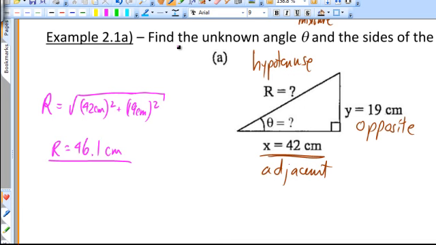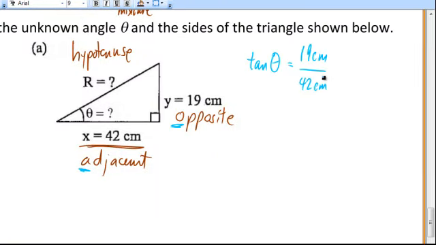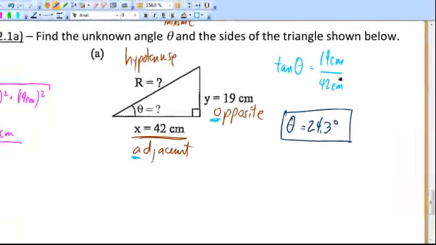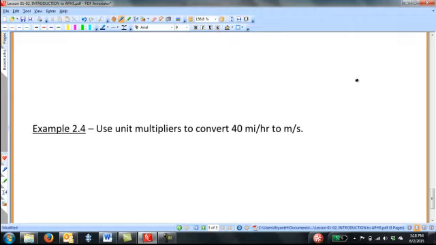Now I want to figure out the measure of the angle theta. I know a number for the opposite side and for the adjacent side, and the trig function that relates those two together is the tangent. So I write the trig function down. And now I use the inverse function or the arc function. I find the arc tangent of the ratio 19 divided by 42. Put the numbers into my calculator, and I find that the measure of the angle theta is just over 24 degrees. Let's take a look at another example.